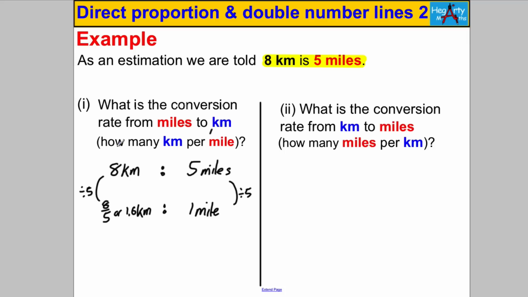Alright, so if you were stating your answer, how many kilometers per mile, you could state that 1.6 kilometers per mile. And that is the conversion rate, okay, from miles to kilometers. Every 1 mile is 1.6 kilometers.